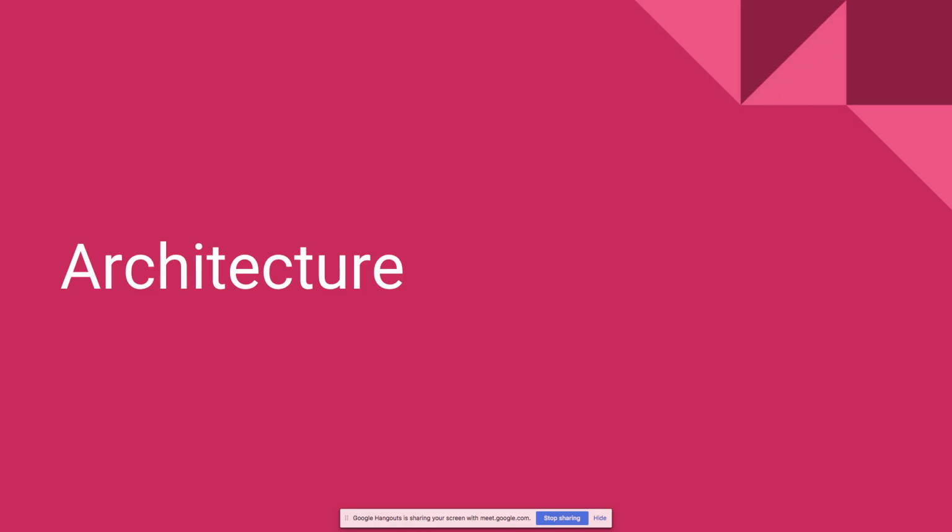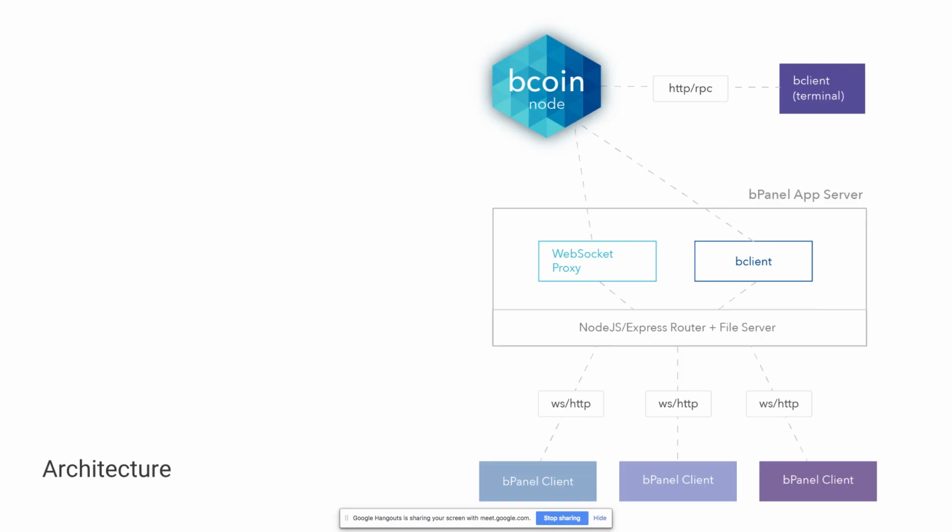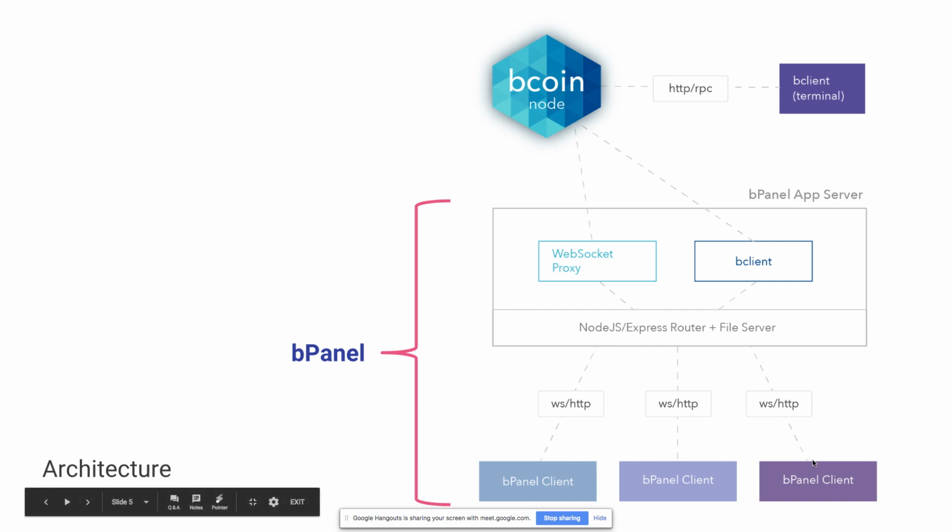Okay, so just a quick comment on the architecture. This is a diagram that we have on the website, bpanel.org. And really the important bit to see is that all that stuff in the bracket is what bPanel is. So bPanel on its own is a server that really just serves static JavaScript files that basically represent the app. And then these bPanel clients on the front are all the different browsers that are connecting to that server and interacting with it.